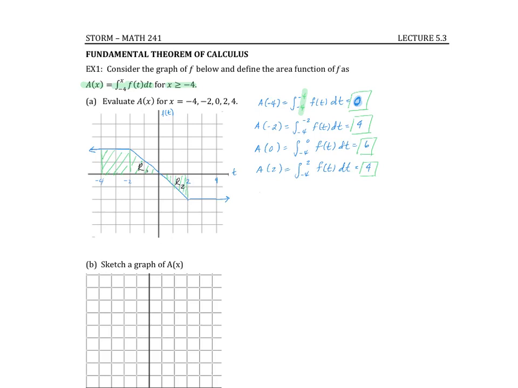And then when I evaluate this area function for 4, I'm looking at the integral from -4 to +4 of this function. And I can see that that's just going to be 0. As we go to 4, we add in this area, which is going to be a -4. So this would be a +4, a +2, a -2, and a -4. Adding all those up, we get 0.